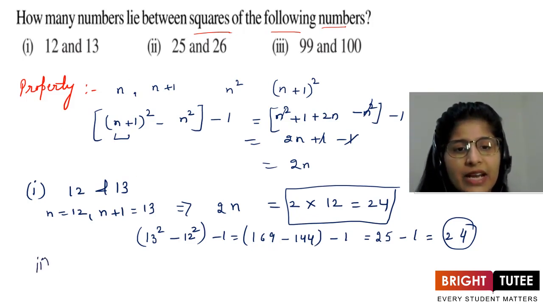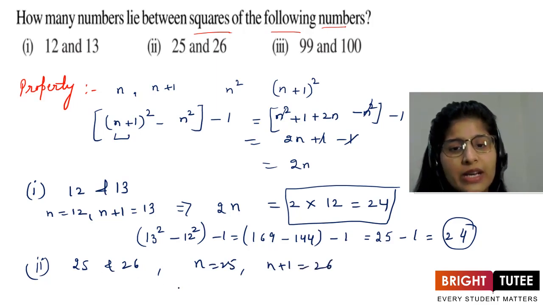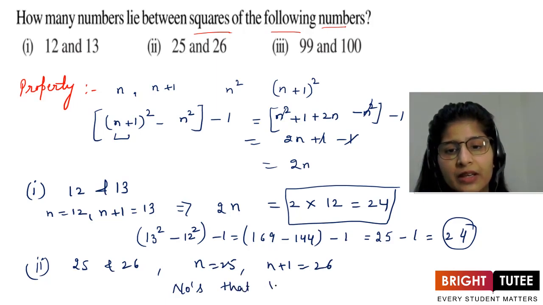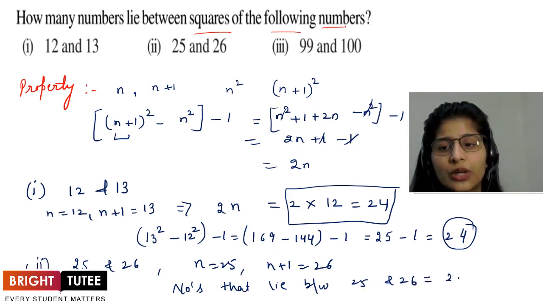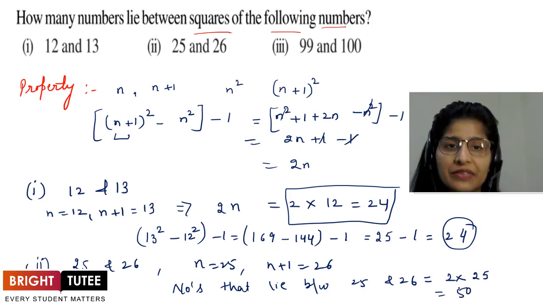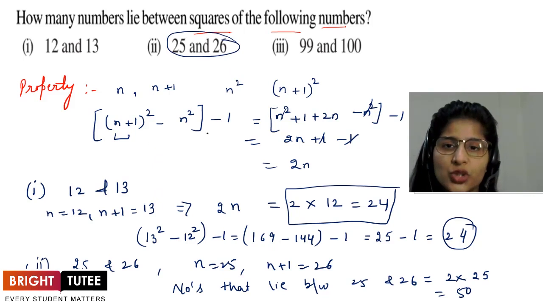In the second part we have 25 and 26. So here n is 25 and n plus 1 is 26. So how many numbers will be lying between the squares of 25 and 26? It will be equal to 2 into n. n is 25. 2 into 25 comes out to be 50. So there are 50 numbers that lie between the squares of these two numbers.